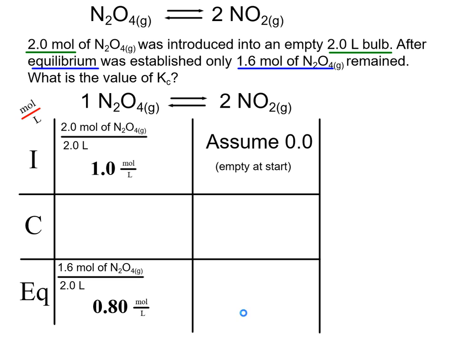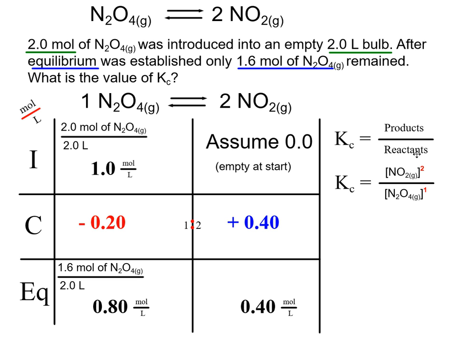The change that I would calculate is negative 0.20. I'm going to use this up, and therefore my nitrogen dioxide is going to increase. I can use my change ratio of 1 to 2 to note that it will increase by double that, 0.04. I assume it has 0 moles per liter at the start because it wasn't mentioned, and then I calculate that it's 0.4.